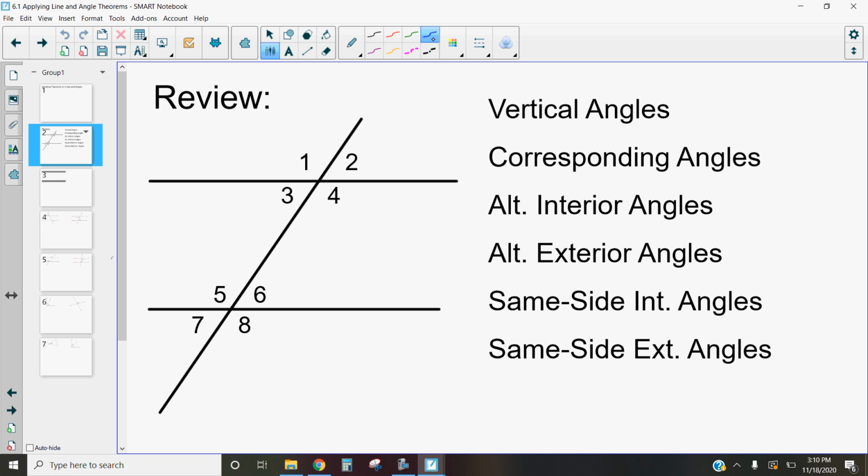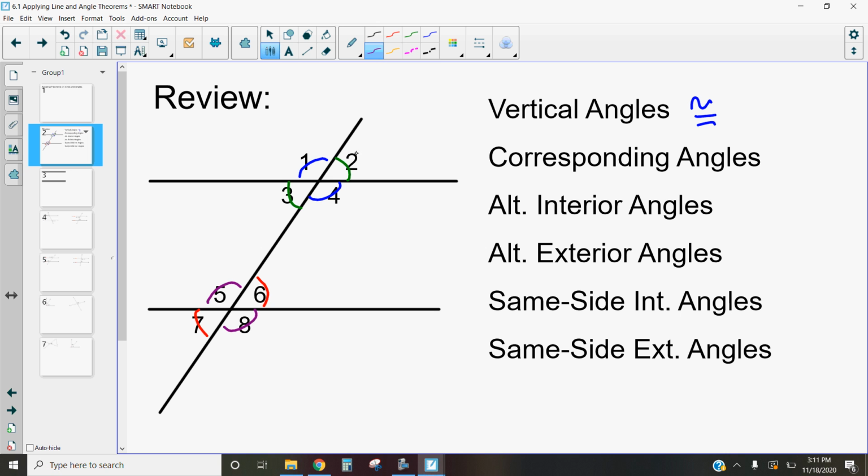Now, vertical angles, remember that vertical angles are always congruent. An example of vertical angles would be things like 1 and 4, 2 and 3, 6 and 7, and 5 and 8. Those are all vertical angles. Notice how they're right across from each other and they are congruent.